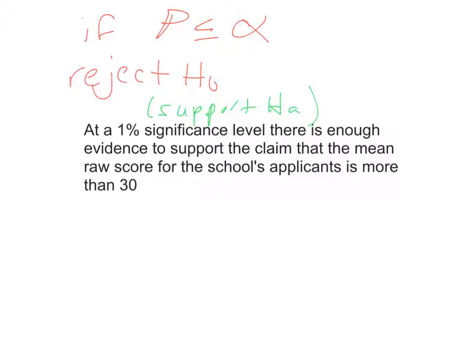And the big important note here is that we're supporting the claim. We're not actually proving it to be true. If we wanted to prove it to be true, we'd actually have to go look at the entire population, which obviously is not going to be worthwhile. So we're supporting the claim. For rejecting H null, we are supporting the alternate hypothesis.